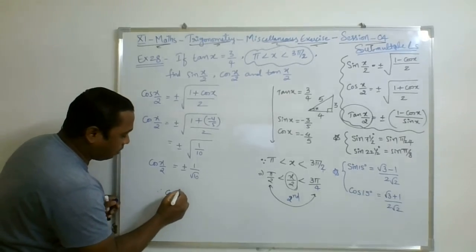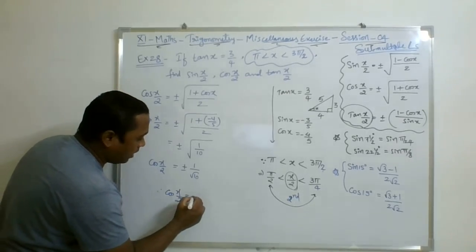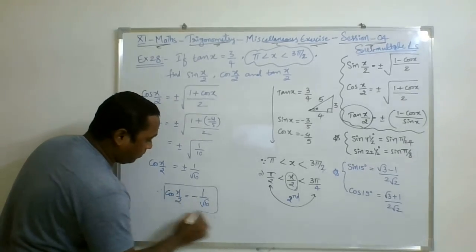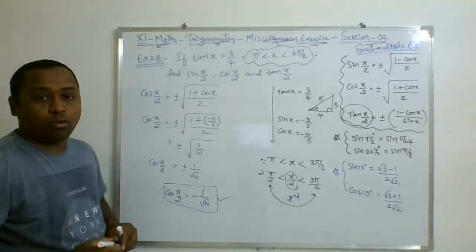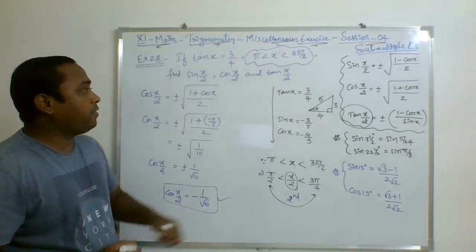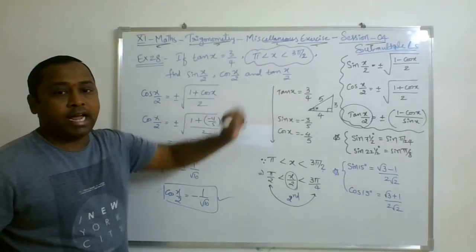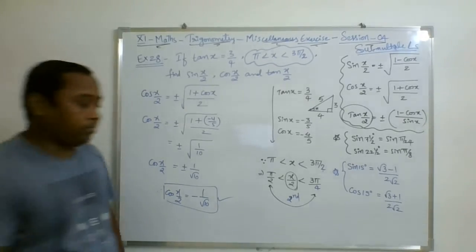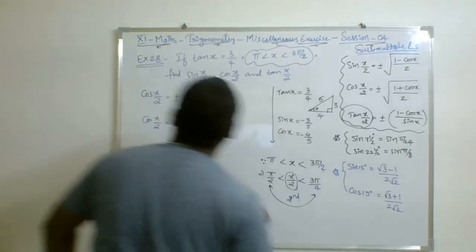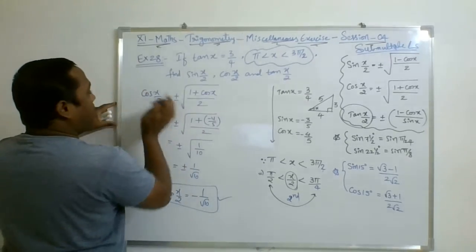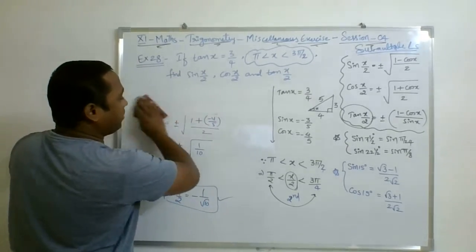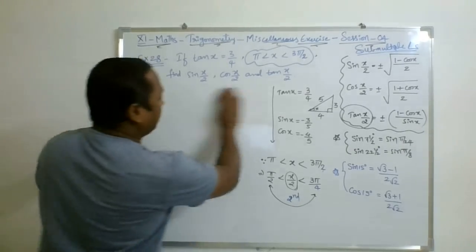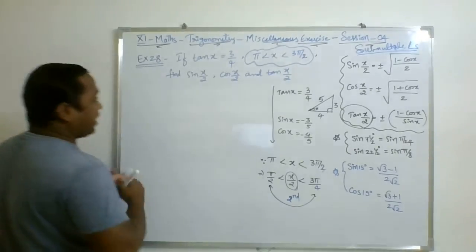So final answer of cos x by 2 is negative 1 by root 10. Game over. Now we are left with the final one, tan x by 2. So simply we can find tan x by 2 now. See, only the formula will change, rest of the things are same. So tan x by 2 now.